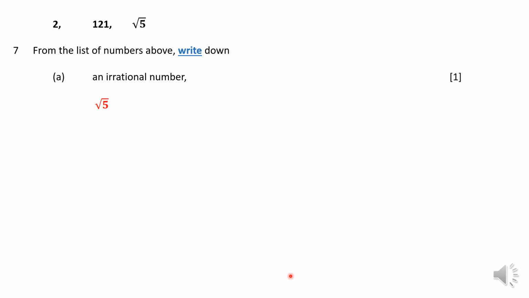An irrational number is a number that cannot be written as a fraction, and the square root of 5 is one such example. A prime number is a number that only has 2 factors, and that number in this particular case is 2. Only 1 and 2 itself can go into 2.